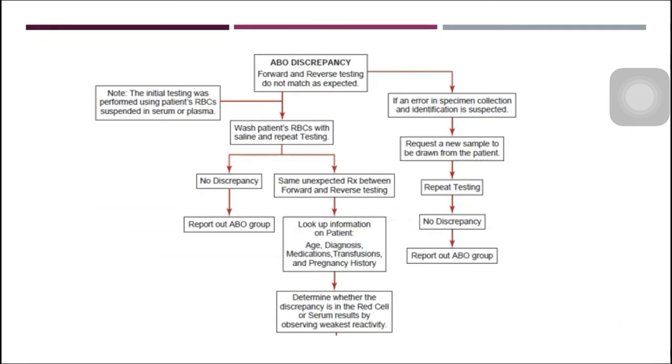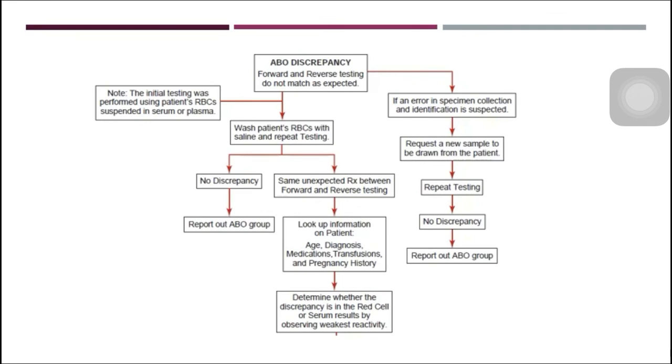This one is for the investigation of ABO discrepancy. So, anong gagawin natin? Okay, for ABO discrepancy, when the forward and reverse typing do not match as expected, ang gagawin natin, we wash the patient's RBCs with saline and repeat testing po. Pag walang discrepancy, okay, we report out the ABO group. But if same po yung unexpected reaction between the forward and reverse typing, we have to consider yung information ng patient sa age, diagnosis, medications, transfusions, or even pregnancy history po.